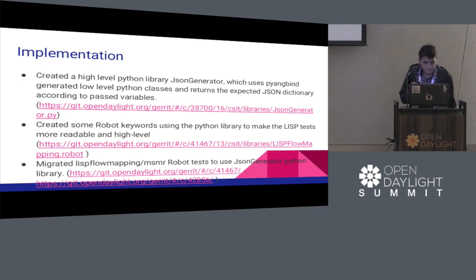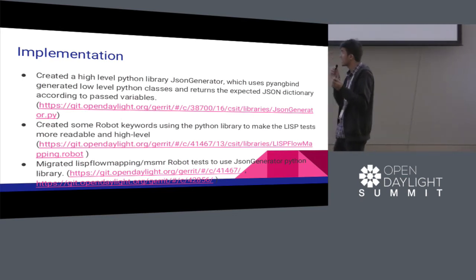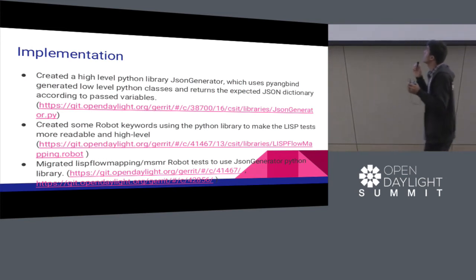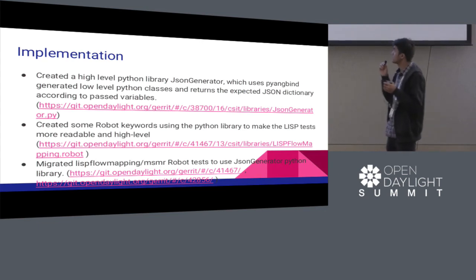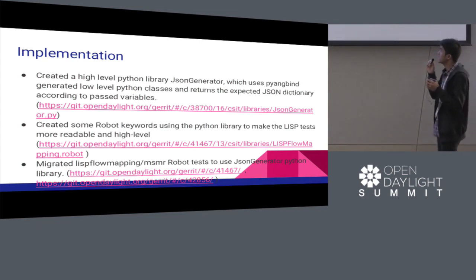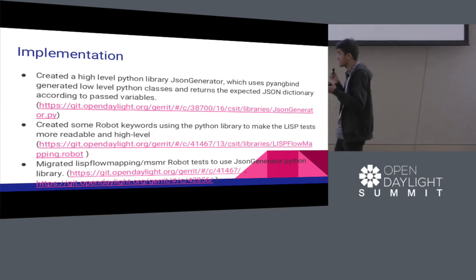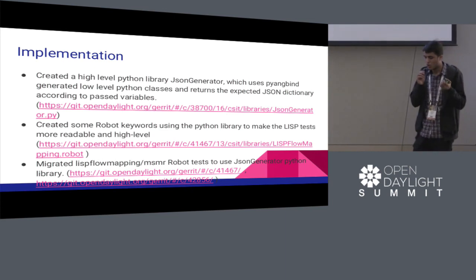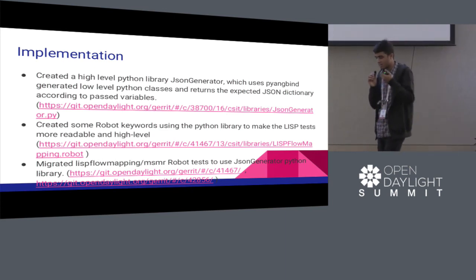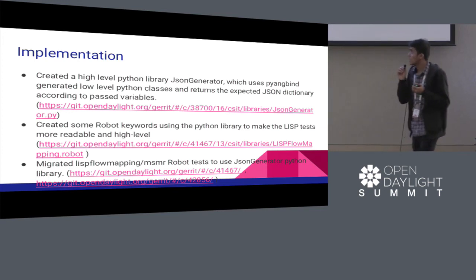So once we have those binding files present in a folder, we can use them in our JSON generator library. I created a library, JSON generator. It has many Python helper functions that can return the expected JSON for the tests. We can now call these Python helper functions and give them some sensible defaults to get some JSON back.